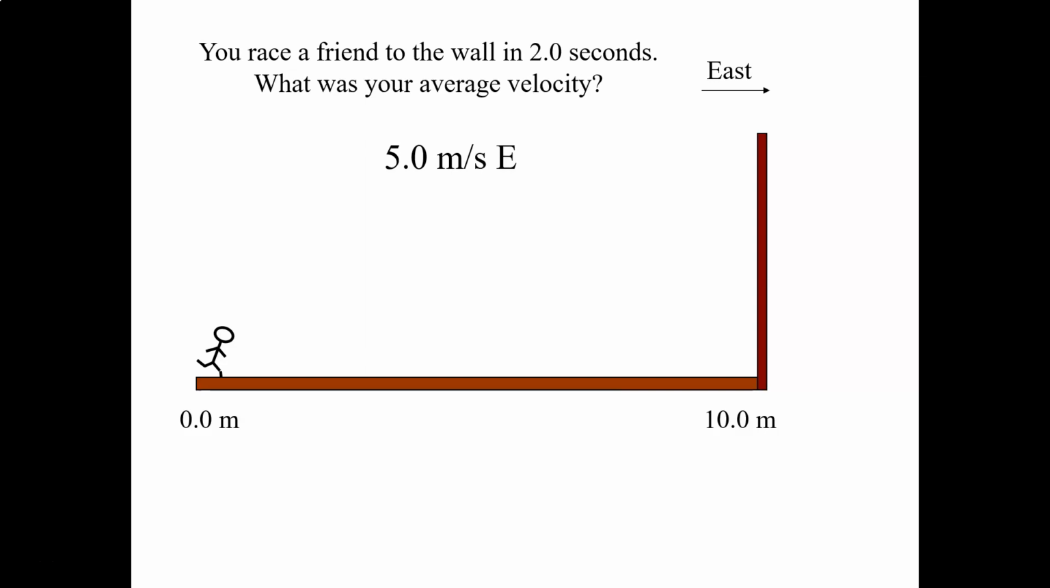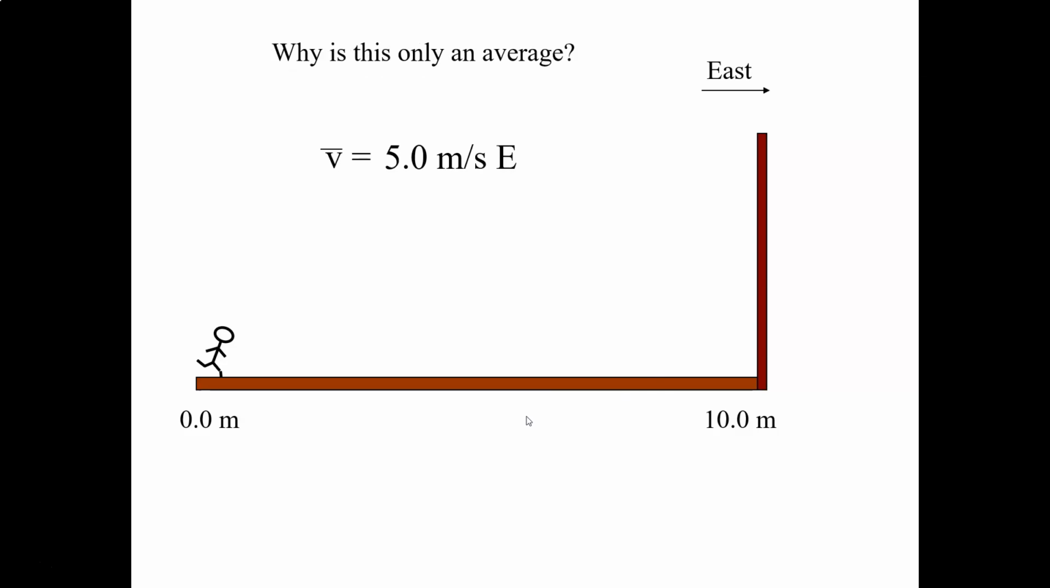Well, the thing is, the velocity probably isn't constant the whole time. Maybe they start out from rest, and they speed up and they slow down at the end. And typically, you'd want to slow down at the wall. You wouldn't want to go crashing into the wall at 5 meters per second. So that is just the average velocity, displacement over time. We don't necessarily know what happened in the middle of that.